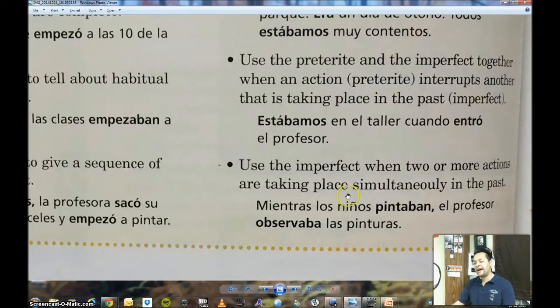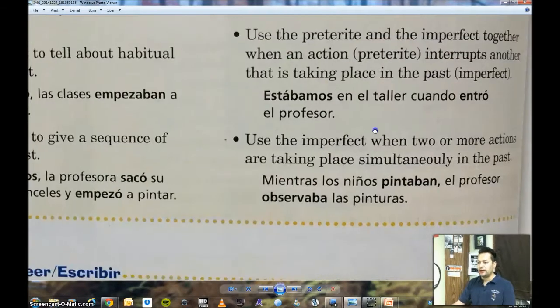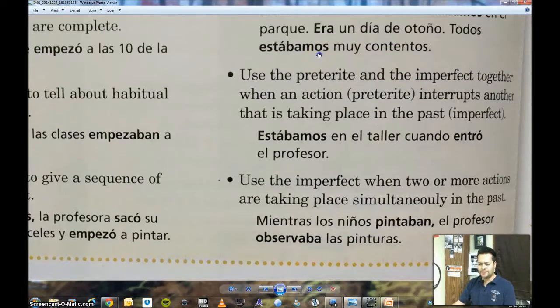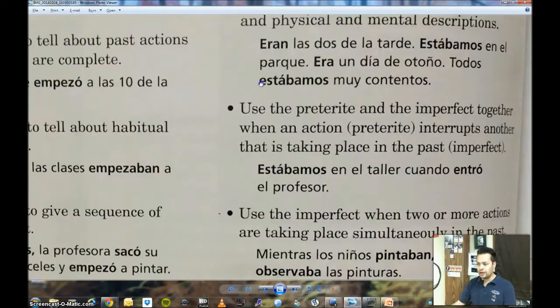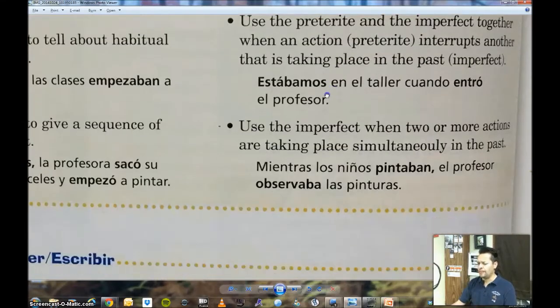Okay. And then finally, in your libro, it says use the imperfect when 2 or more actions are taking place simultaneously in the past. Mientras los niños pintaban, el profesor observaba las pinturas. All right. Oh, okay, so I see. What it says here is use the imperfect, so not using both. So the only time when you would use them together, according to the libro, would be when an action interrupts another action. So it's this right over here. They should have put that one last, if you want my honest opinion.